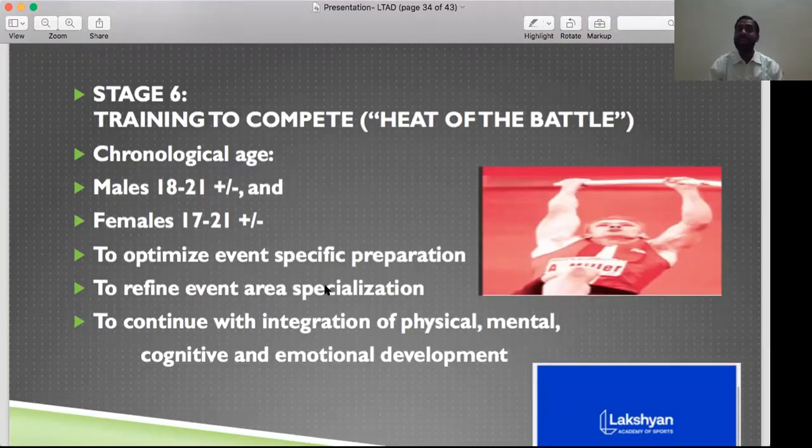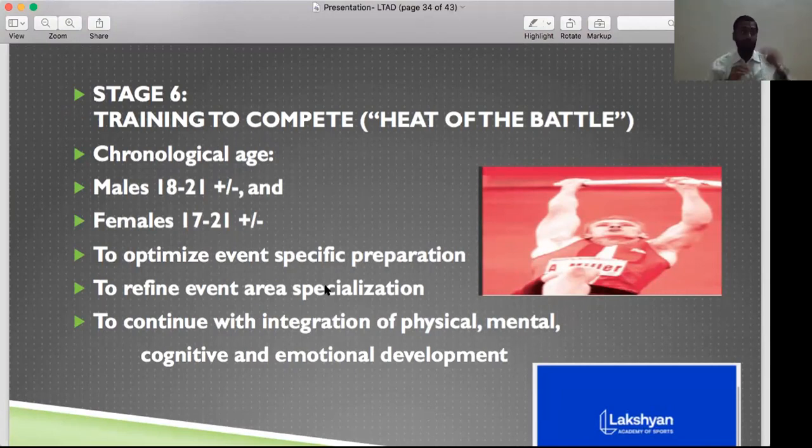Now stage 6 is where training to compete starts to happen, the heat of the battle, right? Now you are already grown, 18 to 21 for the males. Look, all these are plus-minus numbers. I'm not saying that it has to be that way, but they are plus-minus numbers. Females 17 to 21. It is where optimization of event-specific preparation happens, for the specialization and the specific preparation. It is where the refinement of event specialization happens.